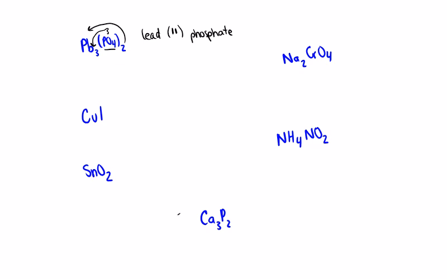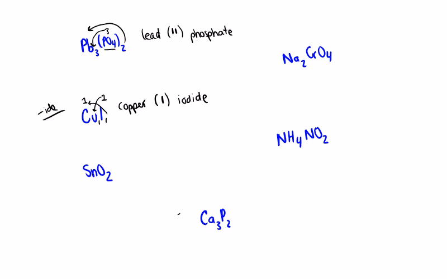CuI. This one's binary. Yay, binary. So that means it has to end in IDE. Cu is copper. It needs Roman numerals. I is iodide. So when it comes to writing our Roman numerals, iodide always has a 1 as an oxidation number. So both of these are 1s. Copper 1 iodide.